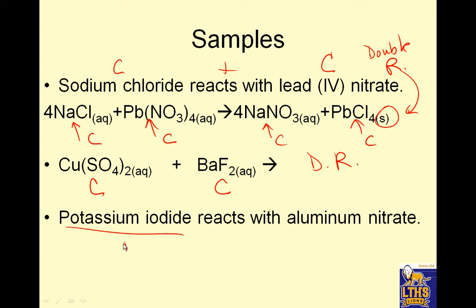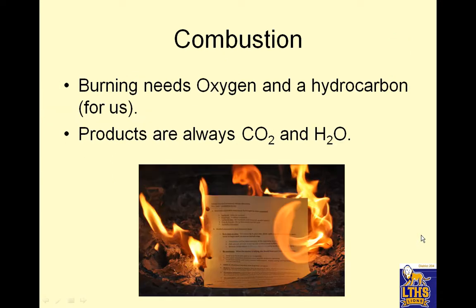Okay. Potassium iodide is a compound. It reacts with aluminum nitrate, a compound. Compound plus compound is double replacement. That's how you decide what type it is.